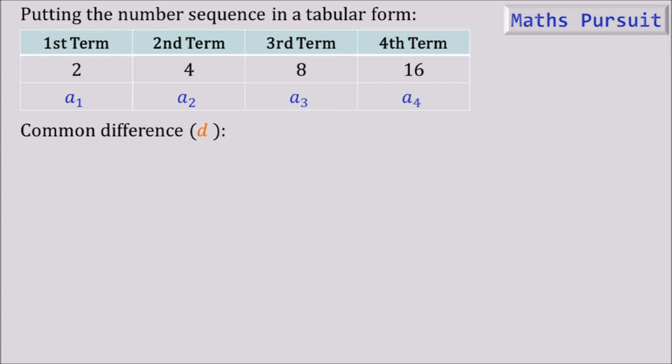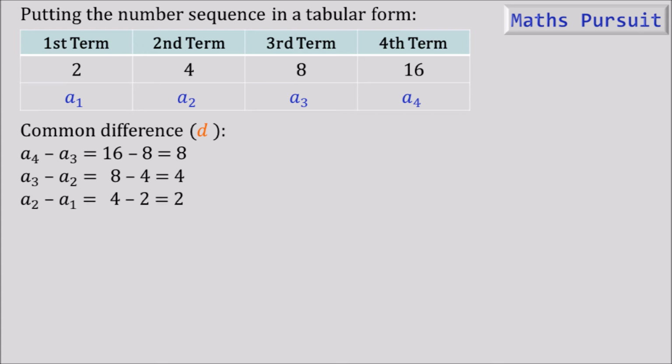If the difference is consistent and constant, then the number sequence forms an arithmetic progression. So let's see, A4 minus A3, that means fourth term minus third term, is equal to 16 minus 8, which is equal to 8. Similarly, third term minus second term, that is A3 minus A2, is equal to 8 minus 4, which is equal to 4. Now A2 minus A1, that means second term minus first term, is equal to 4 minus 2, which is equal to 2.